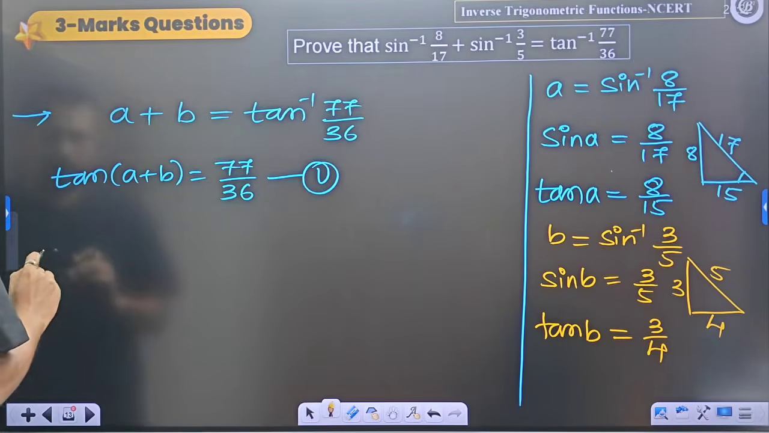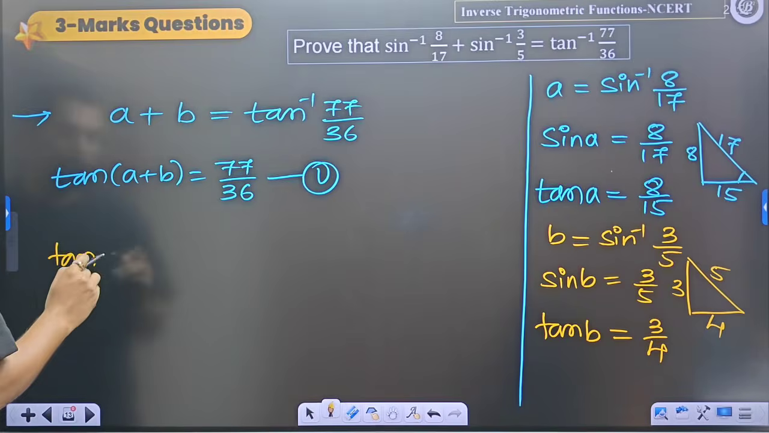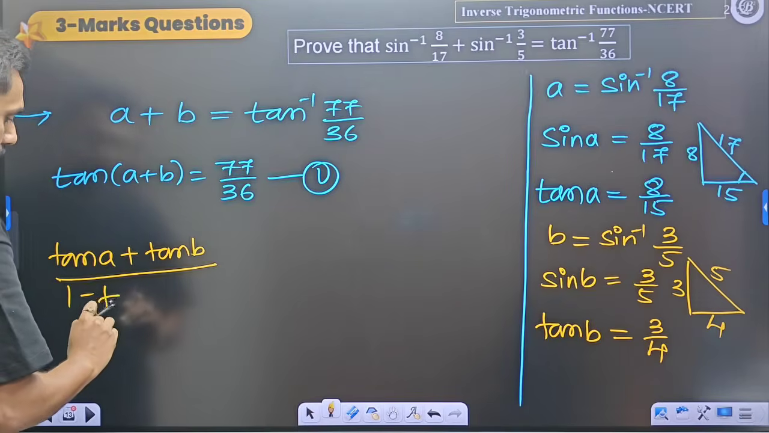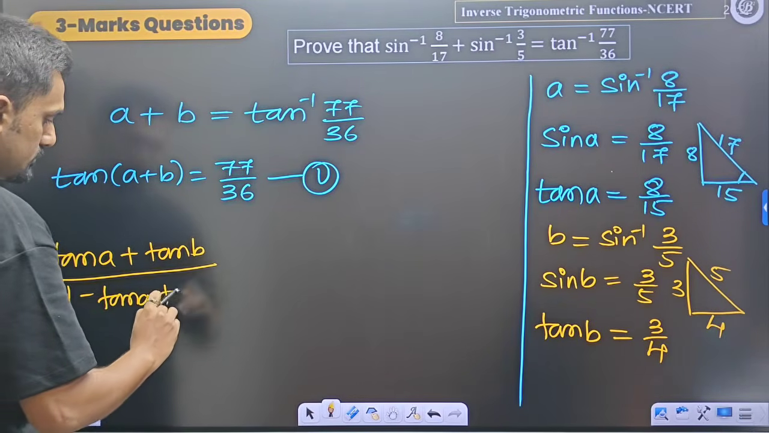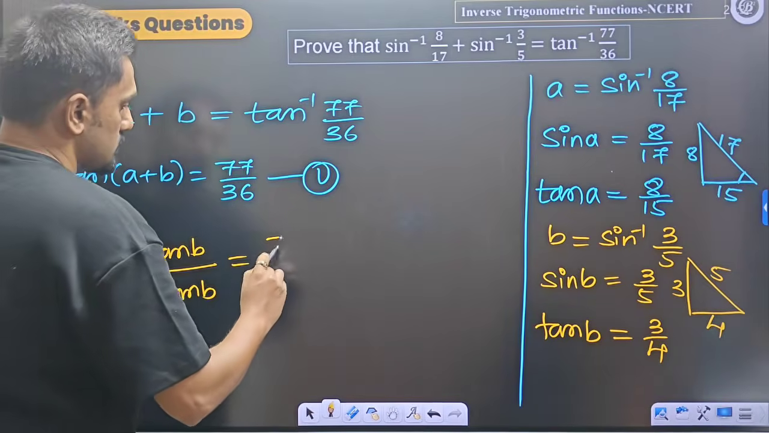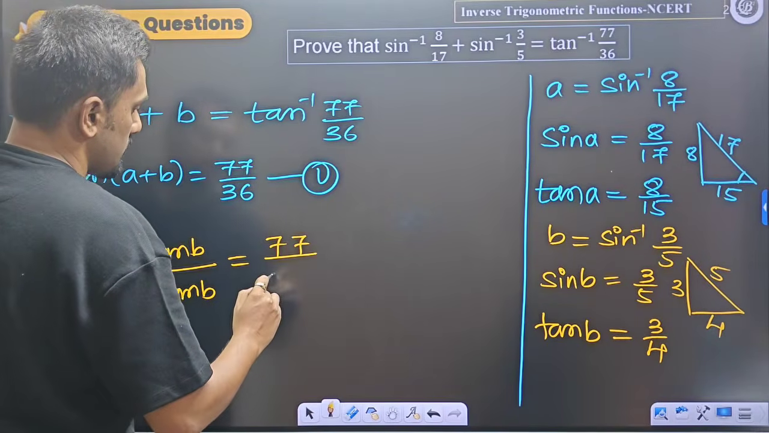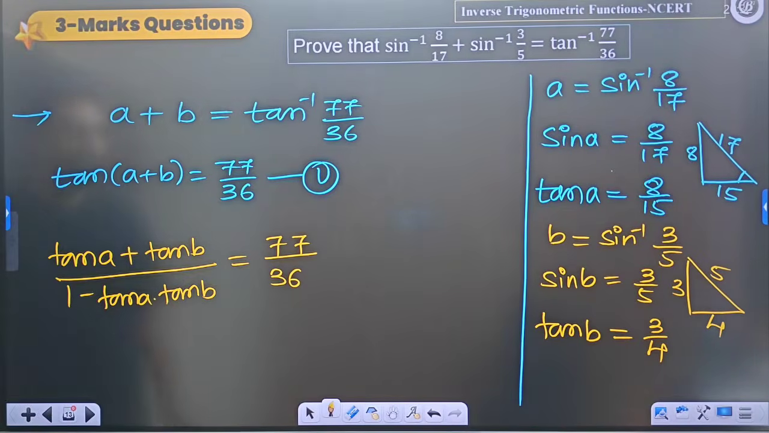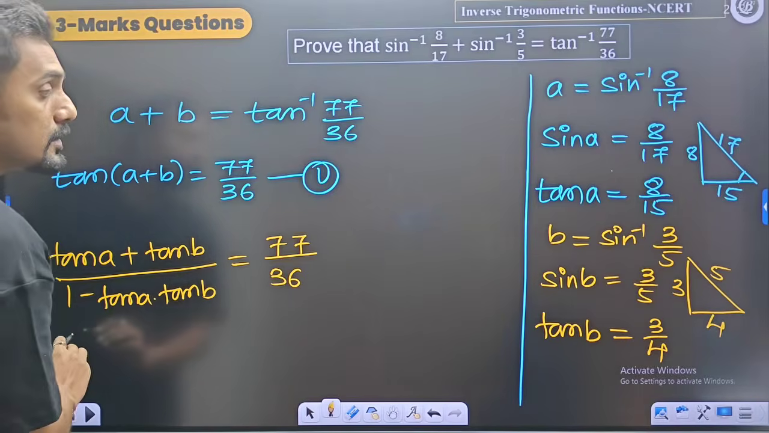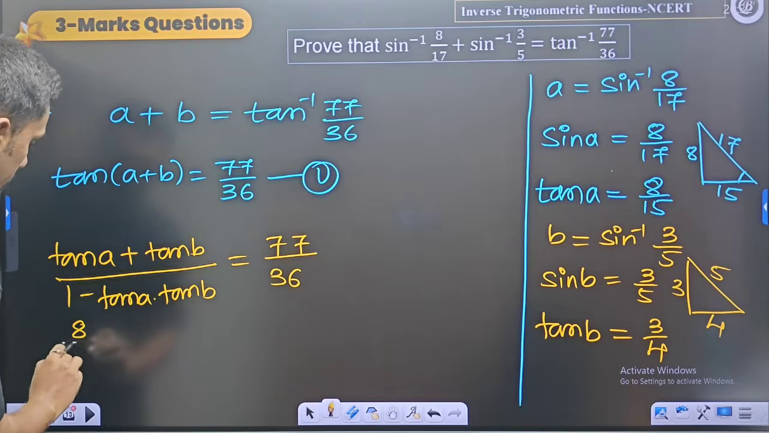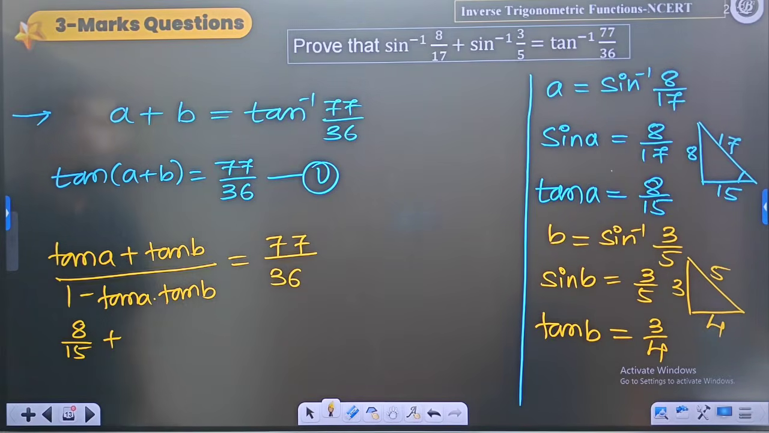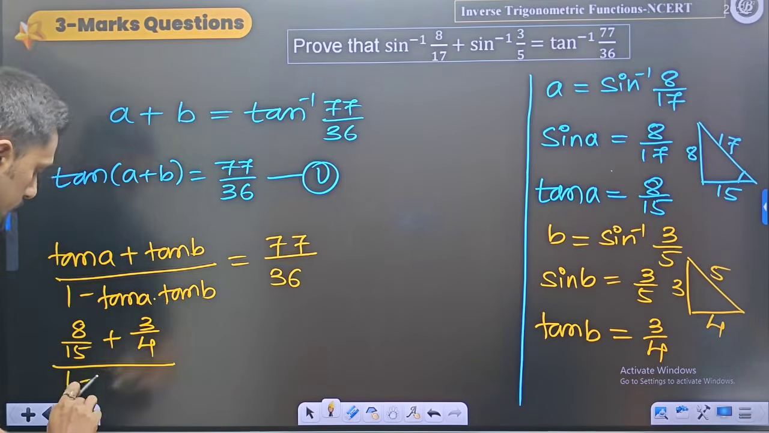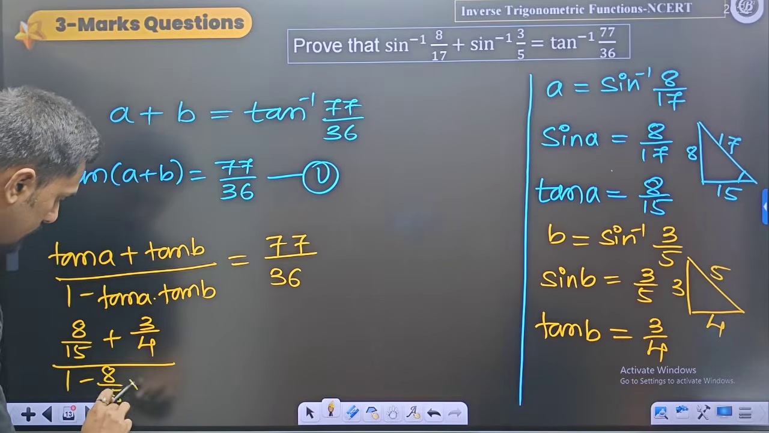So let me expand this. Tan of a plus b is tan a plus tan b divided by 1 minus tan a into tan b, which is equal to 77 divided by 36. So substituting the values for tan a, tan b: what is the value of tan a? 8 by 15 plus tan b is 3 by 4, divided by 1 minus 8 by 15 into 3 by 4.